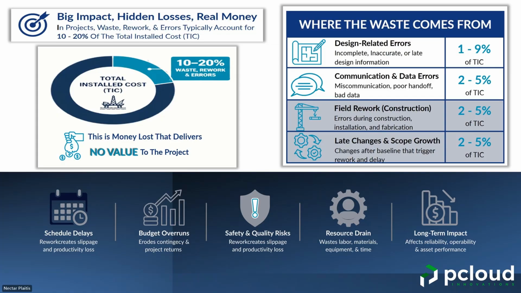Plant Vision could address two of those items, the design-related errors and the communication and data errors. The percentages are 1 to 9% of TIC on the first one and 2 to 5% on the second. If I take the average, it comes out to 8%. If you have a $100 million project, that's $8 million. This is money lost that delivers absolutely no value to the project. Even if Plant Vision saves 50% of that number, you're still saving $4 million. So it's a considerable savings.